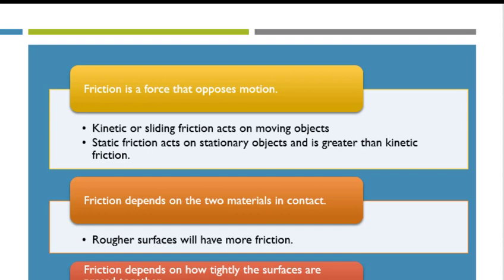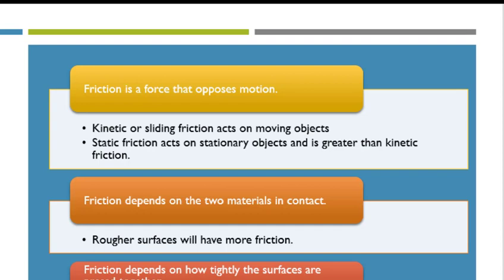So if you imagine pushing on a couch or trying to move some big furniture, that first push takes a lot to get it moving. And then after it's moving, it's a little bit easier to push. That greater force needed to get something moving is used to overcome static friction. And then the smaller force is to overcome the kinetic friction.